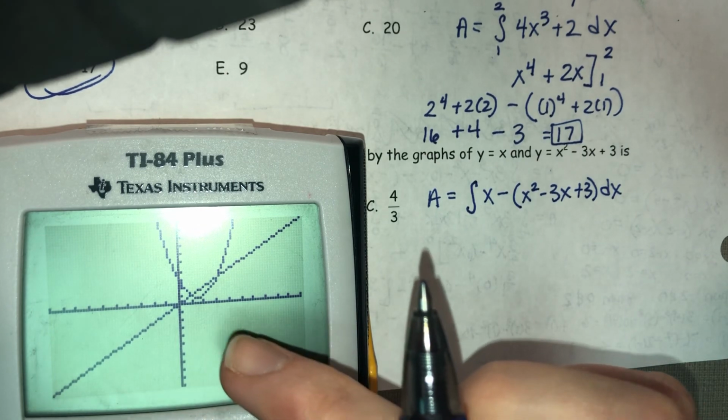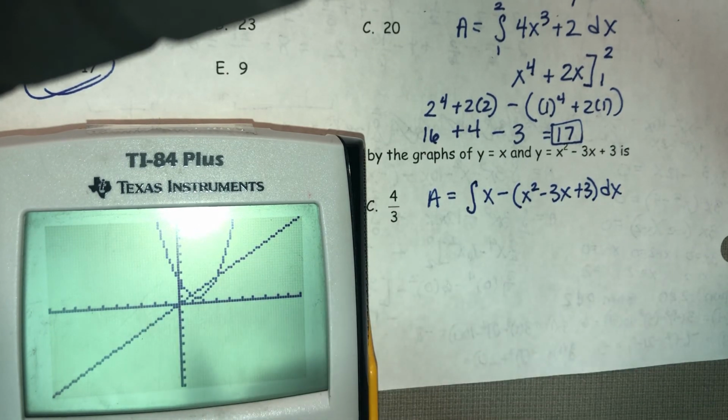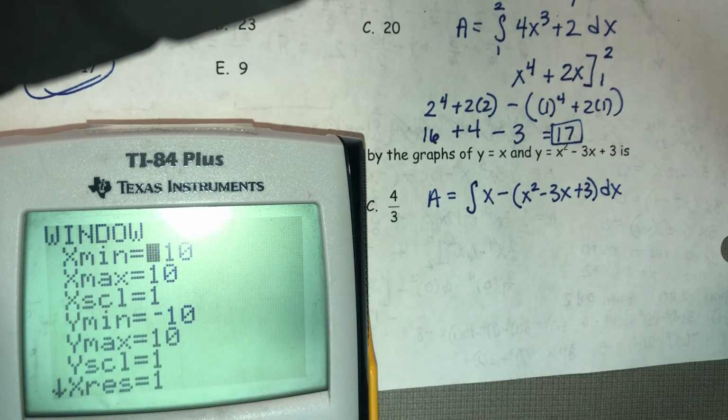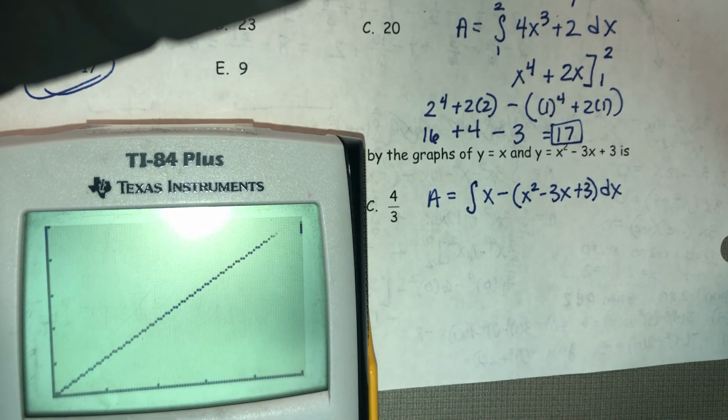But I might want to go in a little closer with my window so that I'm not looking at so much of this extra stuff I don't need. So let's see if this helps. There's the line, there's the parabola. There we go. This is the region we're trying to find the area of.